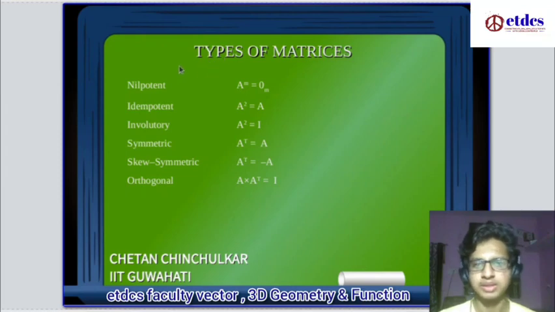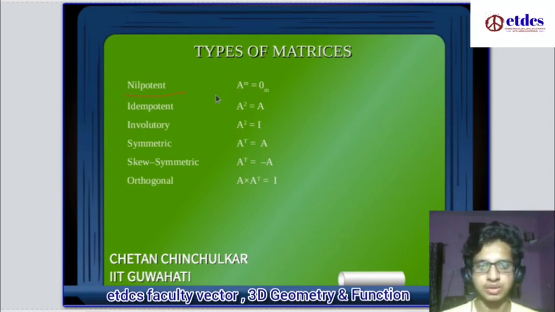The topic is types of matrices. There are various types of matrices, each based on a specific property, like the nilpotent matrix. What does that mean? If we have a square matrix, and by the way, all these properties, nilpotent, idempotent, involutory, symmetric, skew symmetric, and orthogonal, are applicable only for square matrices, meaning n cross n matrix.